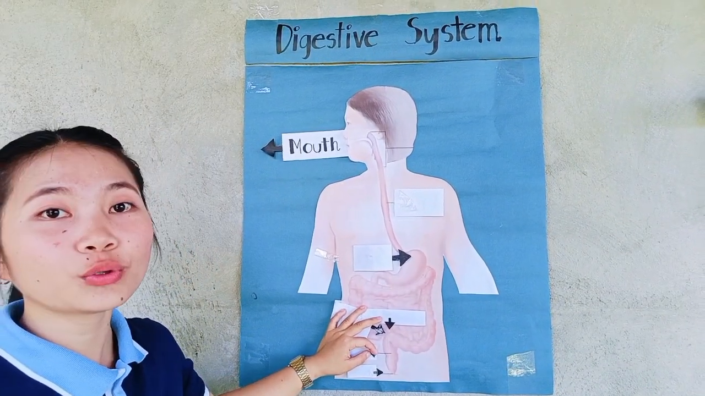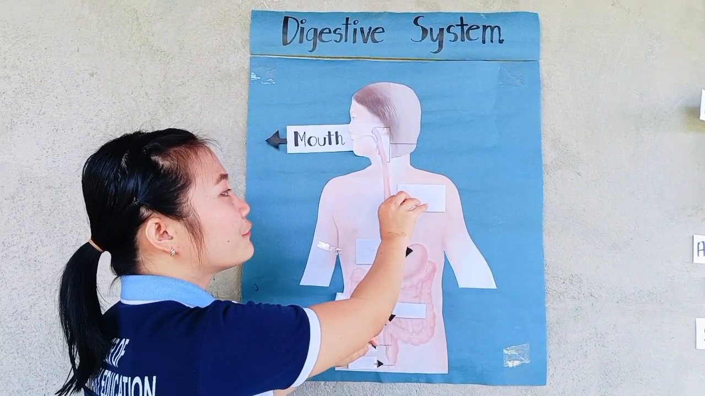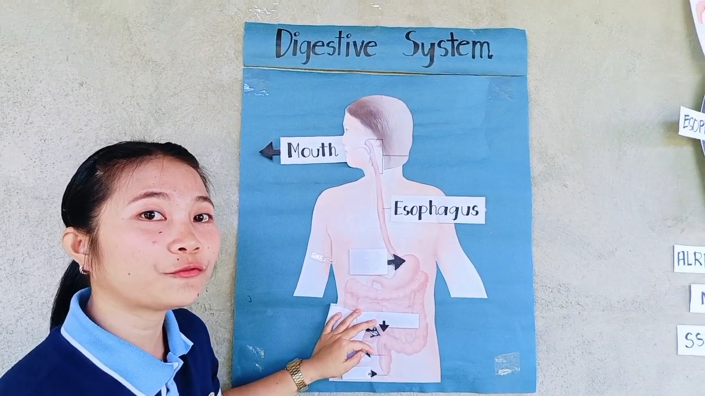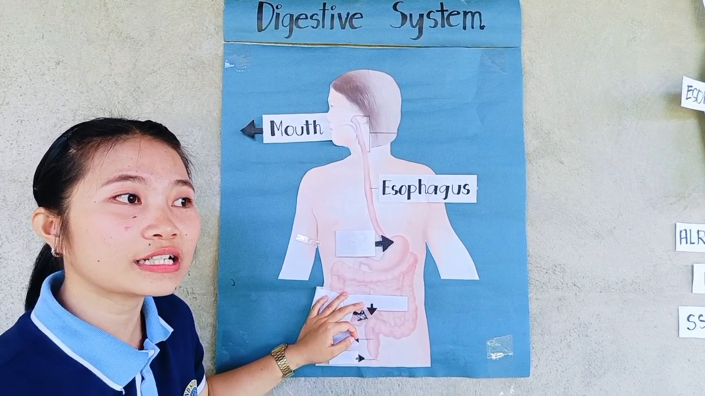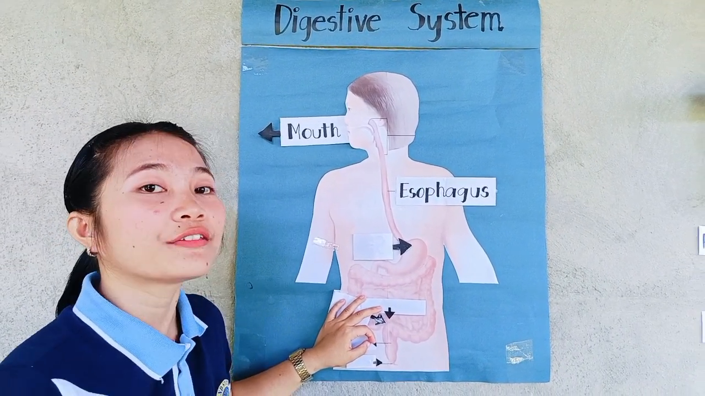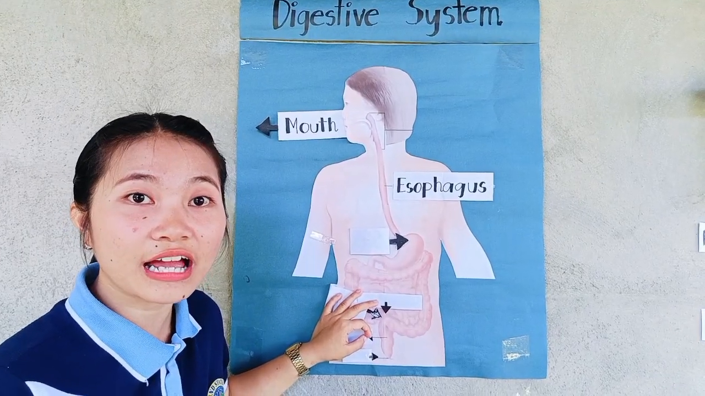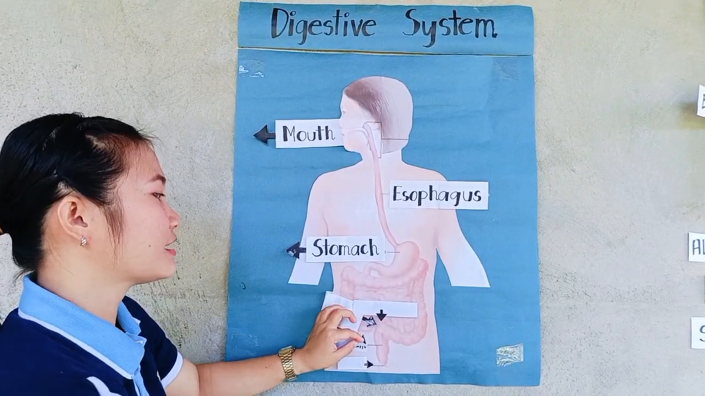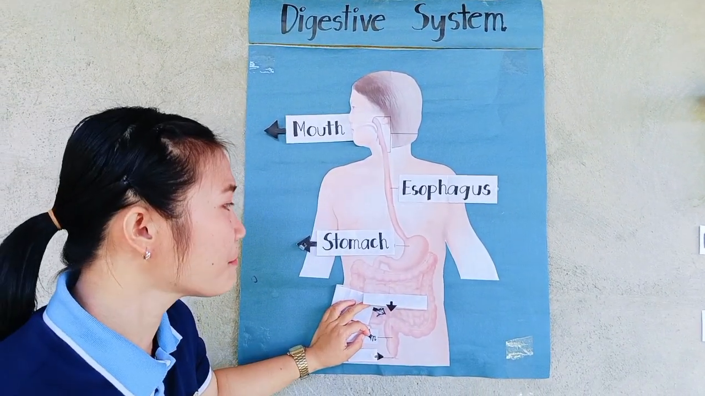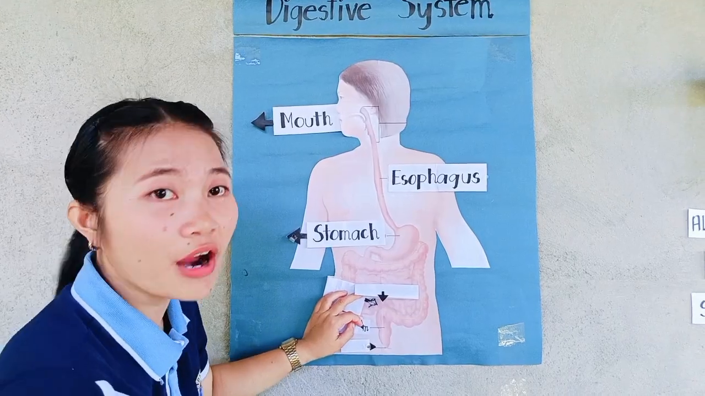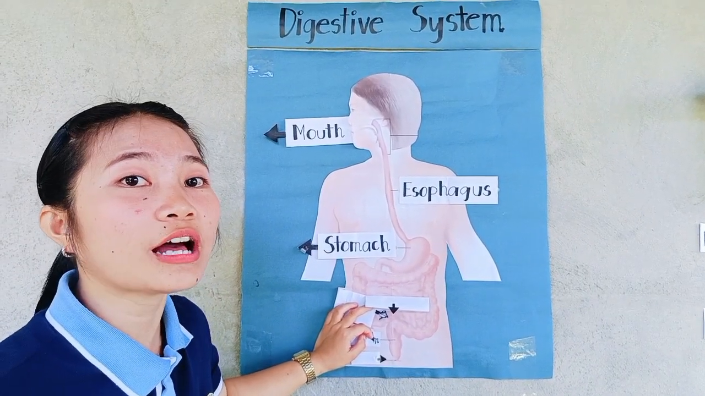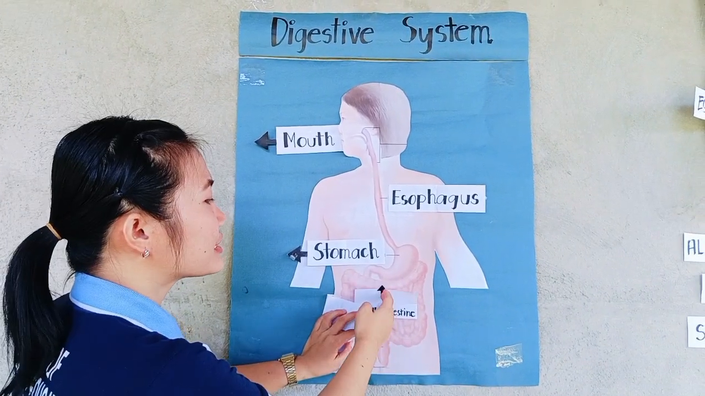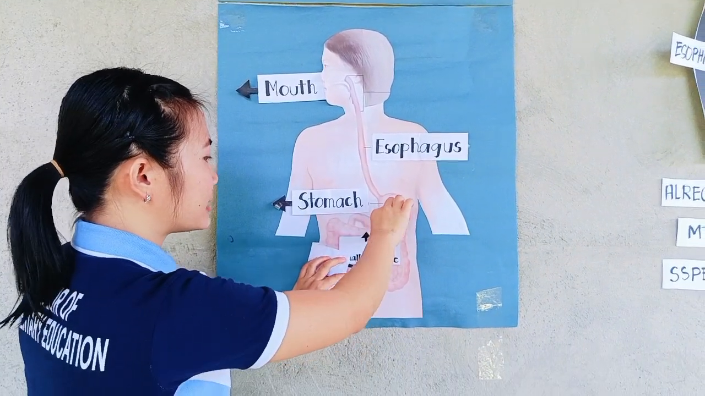And then the food will travel into the... Very good, esophagus. And next, where would the food go into? It is an organ that releases acids and enzymes to break down food. Very good. It's the stomach. And then after the stomach, the food will go into this part, and it will absorb the nutrients from the food that we ate. Very good. It's the small intestine.